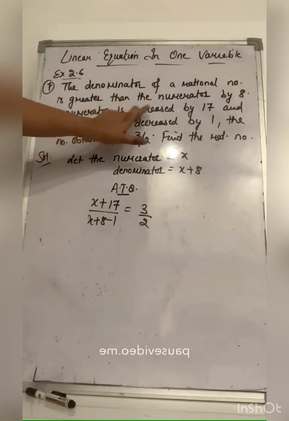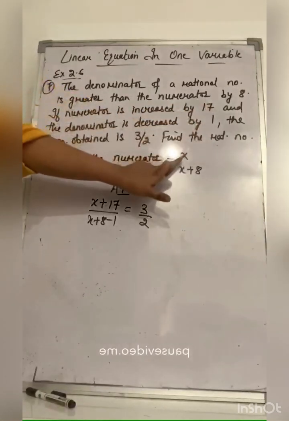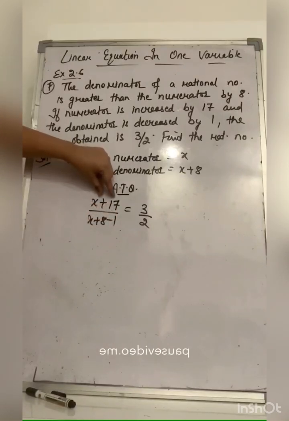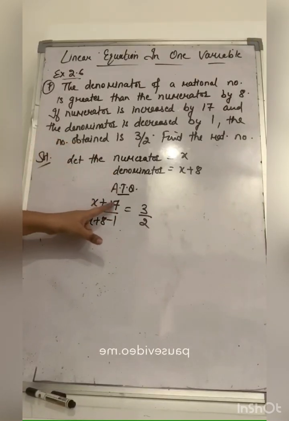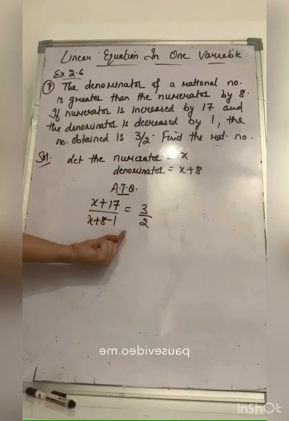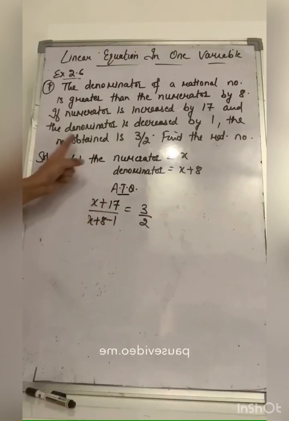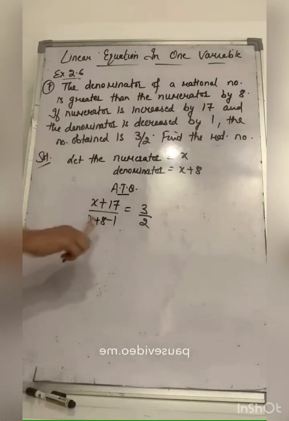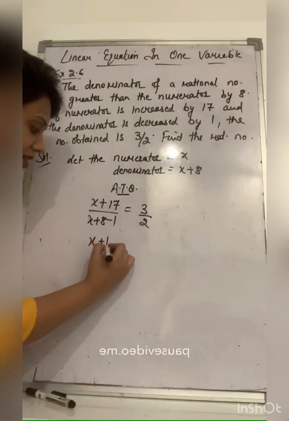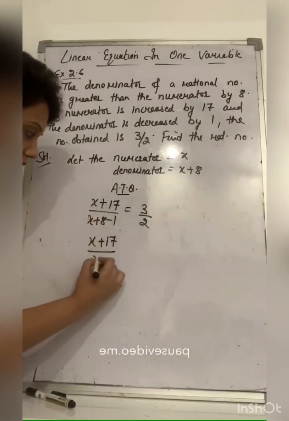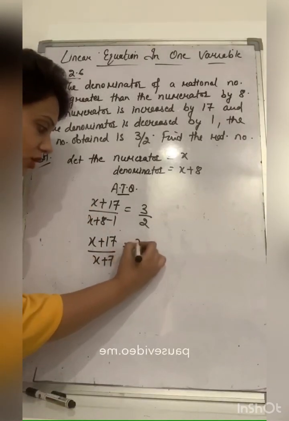If numerator is increased by 17, numerator is x, we have added 17 to it. And denominator is decreased by 1, decreased by 1 means minus 1. Then after the changes, what will be the number obtained? It will be 3 by 2. So this is our required equation. Now we have to solve it. x plus 17 over x plus 8 minus 1 is 7. So x plus 7 is equal to 3 by 2.